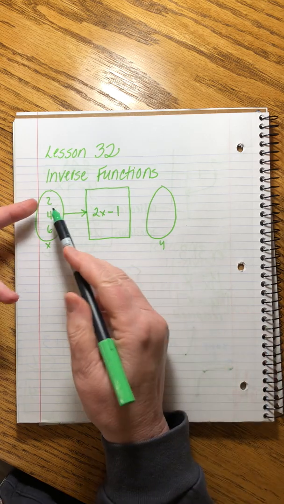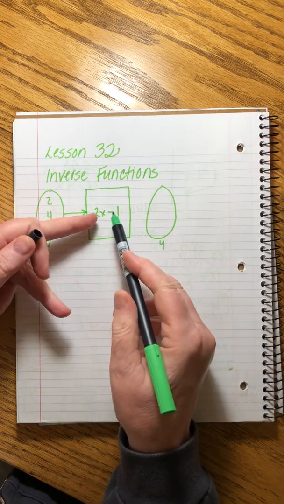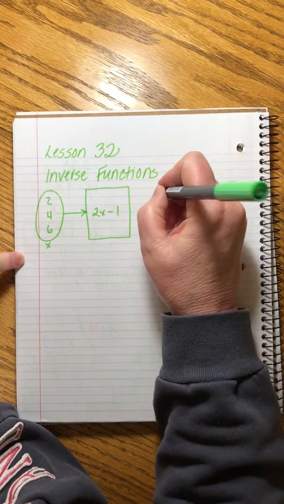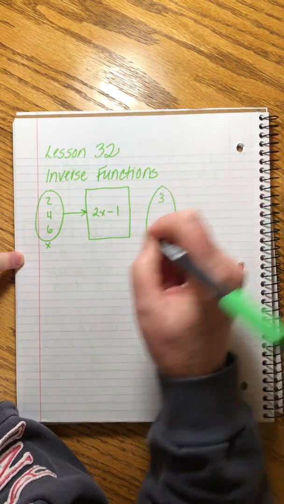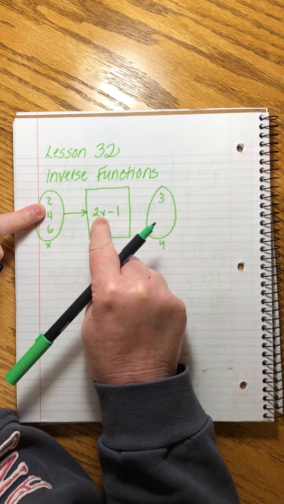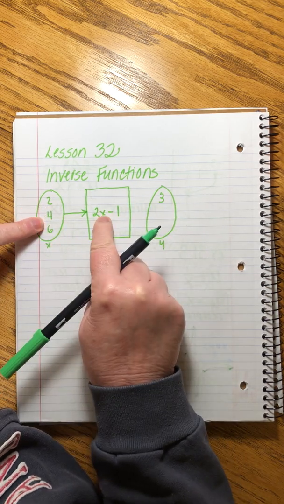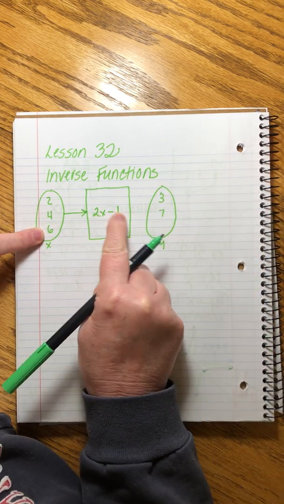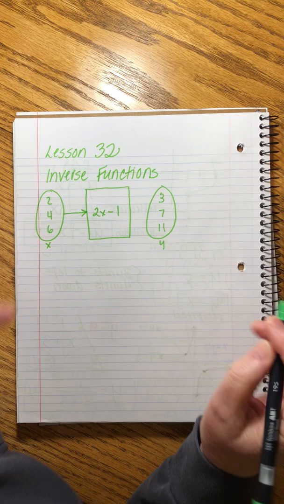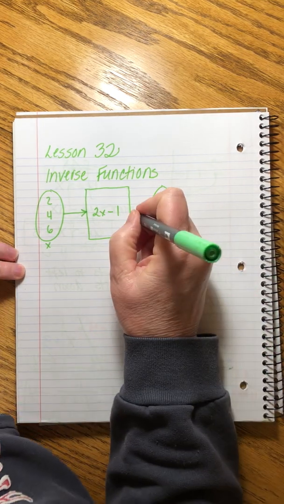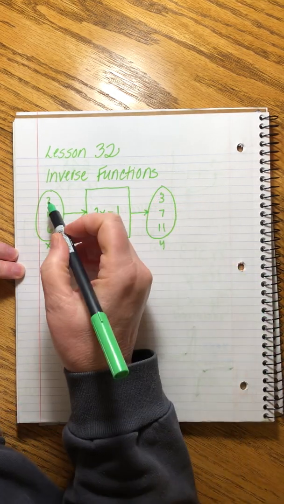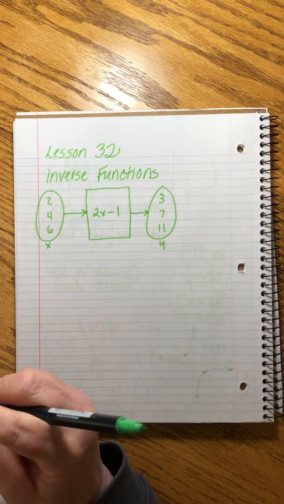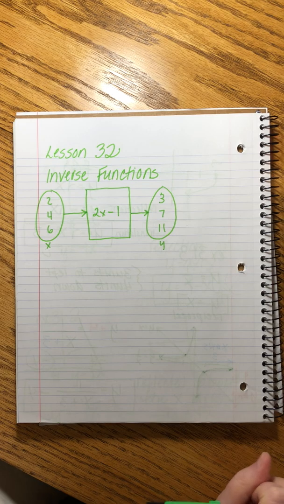And what we do is we take our x values one at a time and we plug them in and we calculate and we get y values that correspond, right? 2 times 2 is 4, minus 1 is 3. 4 times 2 is 8, minus 1 is 7. And 6 times 2 is 12, minus 1 is 11. So there we have it. It's a perfectly valid function. We put in each of these values, we will always get this value back, right? Everything is happy in our world.